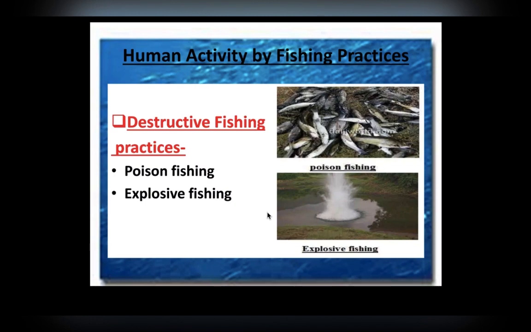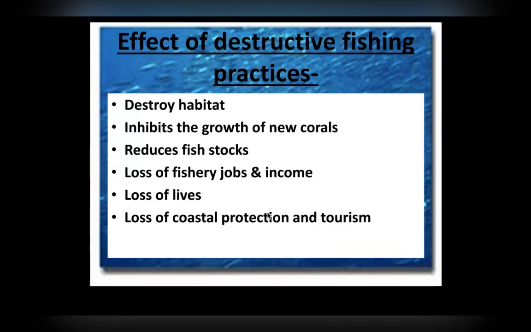For example, one of the destructive fishing practices is poisoning, putting chemicals in the river to weaken the fish so that we can catch them easily. Poisoning the water bodies. Another one is explosive fishing. We put some explosive into the river to blow up the fish so that we can catch them. Explosive fishing and poison fishing are also activities that affect the ecosystem. We should fish with net and basket, so as not to destroy the ecosystem.